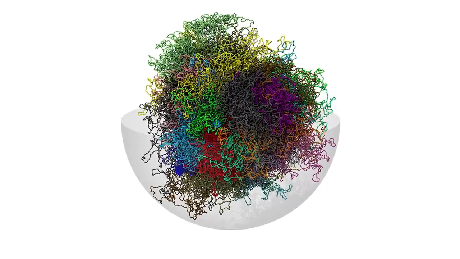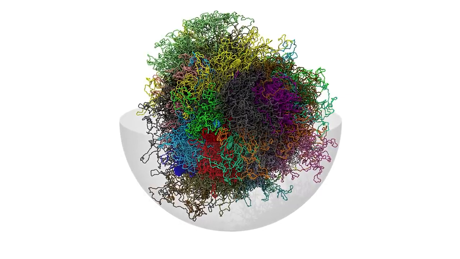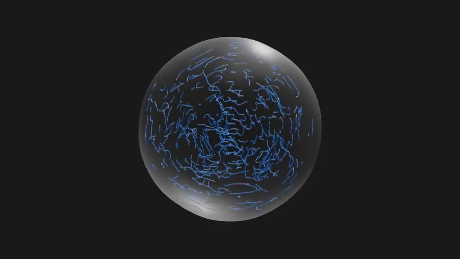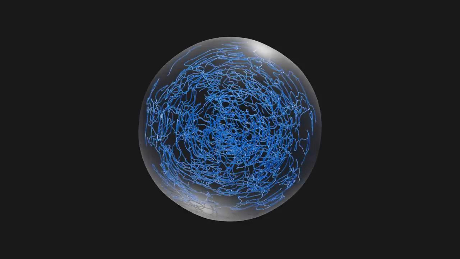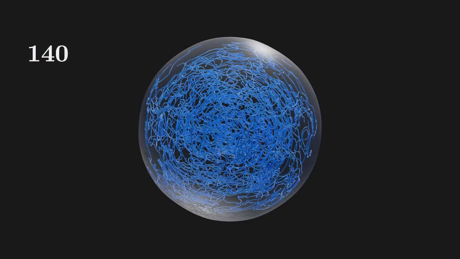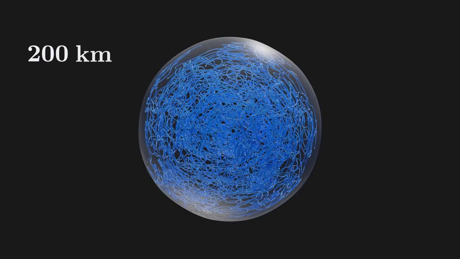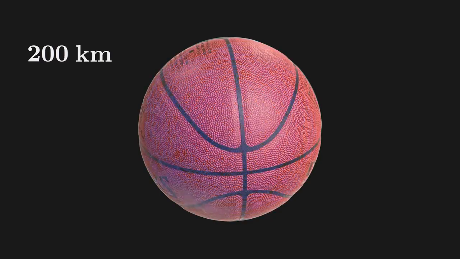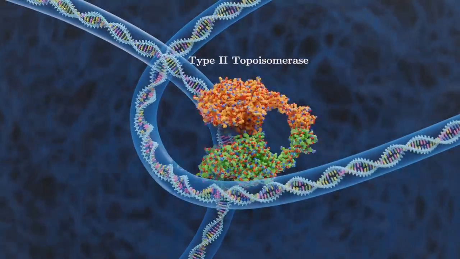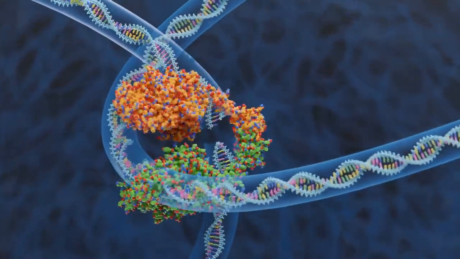Human DNA, while not circular, is long enough to also get into tangles. Each cell in your body contains 2 meters of DNA. That's the equivalent of stuffing 200 kilometers of fishing line into a basketball. When this mess inevitably tangles, human type 2 topoisomerases come to make crossing changes.